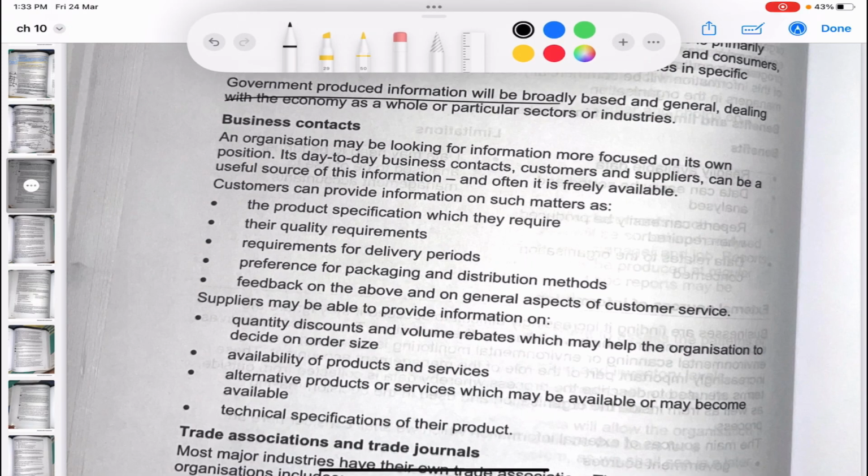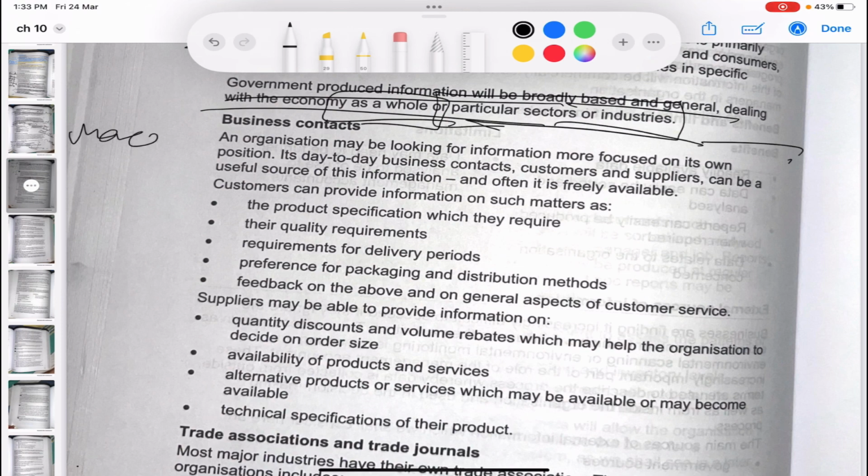Government-produced information will be broadly based and general, dealing with the economy as a whole or particular sectors. So government will always be talking on a macro basis. What would I do knowing an individual person's preference or consumer surplus? I don't think that would be beneficial to me because I own a business. So the aggregate is always beneficial.